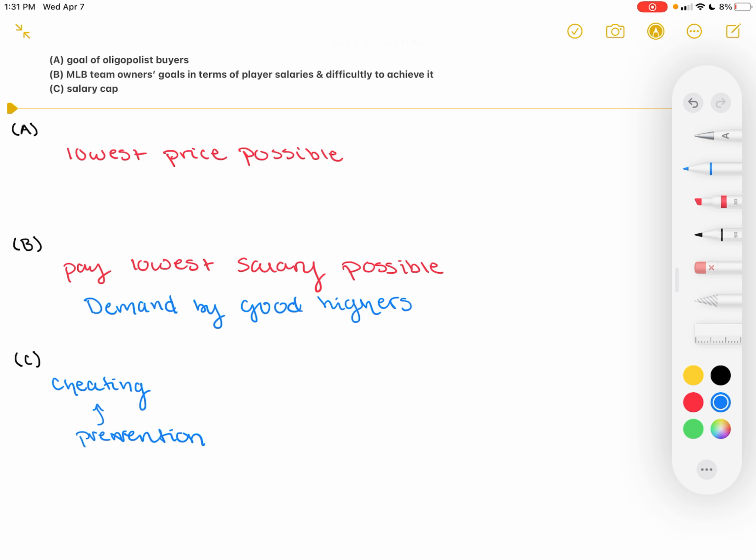And as a result, it would really formalize the sort of collusion amongst these buyers on salaries. And the players would probably be worse off because they wouldn't be earning their salaries quite as high as they were. However, the buyers would have to pay less. And as a result, they were working towards achieving this main goal of obtaining the lowest price possible.